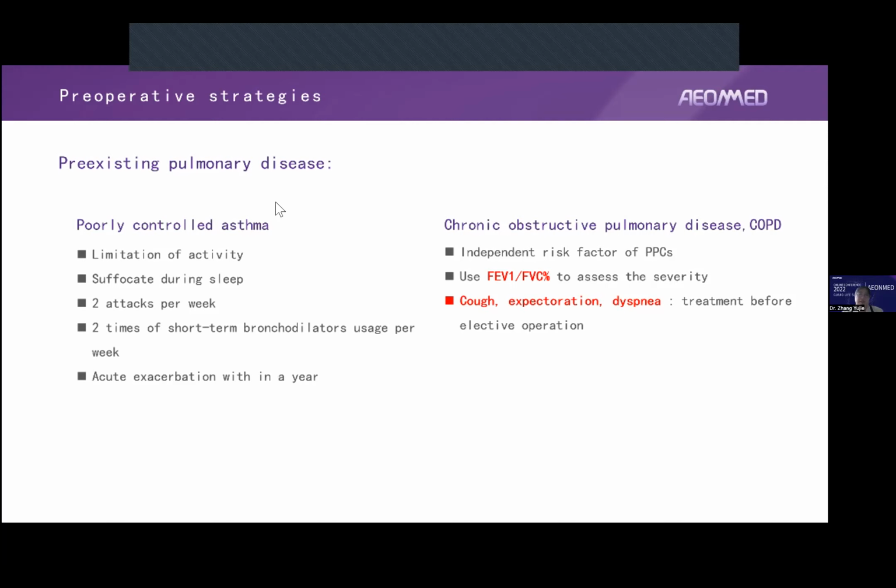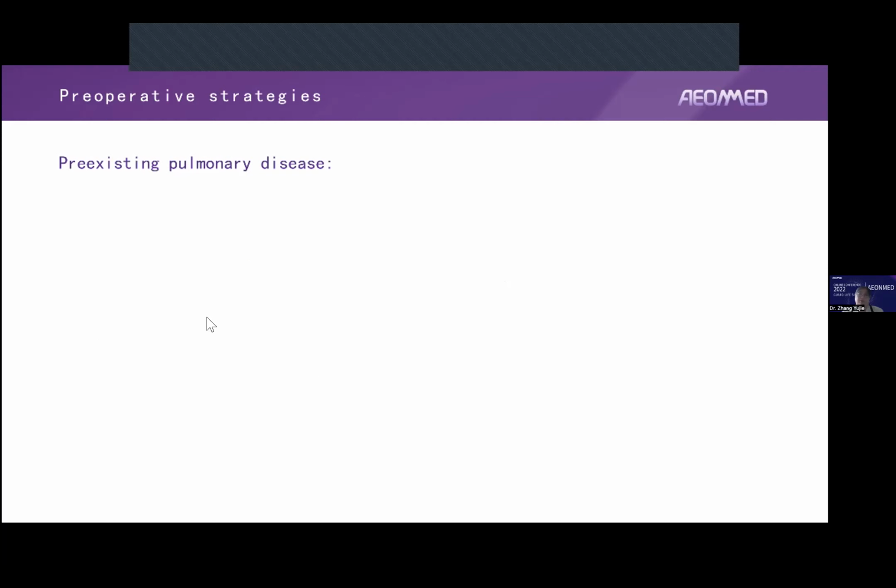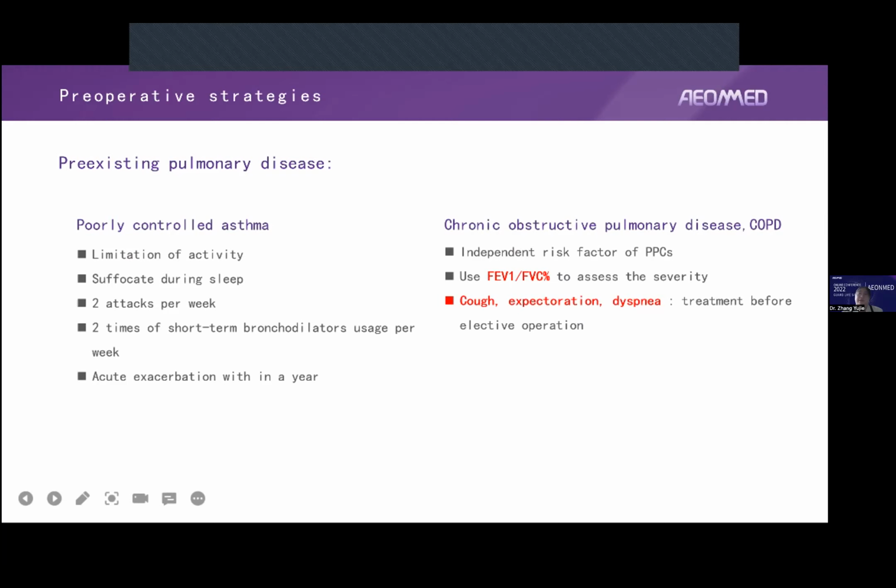A patient with either one of these following conditions could be defined as having poorly controlled asthma. And of course, COPD, which is chronic obstructive pulmonary disease, is an independent risk factor for PPCs. And the severity of the COPD should be assessed using the FEV1/FVC percentage before the surgery. And if the patient has symptoms of coughing, expectoration or dyspnea, the elective operation should be delayed for treatment.